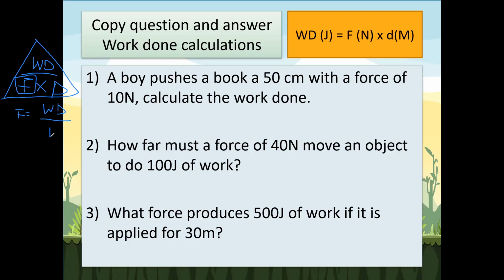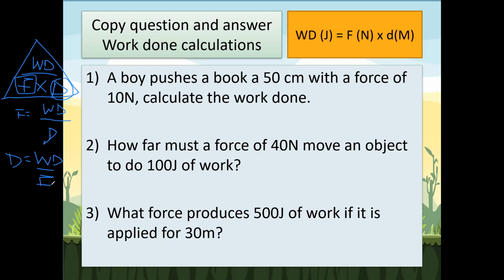Nowadays in GCSE, they don't expect you to use formula triangles. It's been taught as a basic way, but sometimes it helps you to check whether you've done the rearrangement correctly. Also, if you want to find the distance, you cover this one, and then you are left with work done divided by force. So distance is work done divided by force. Okay, very easy.